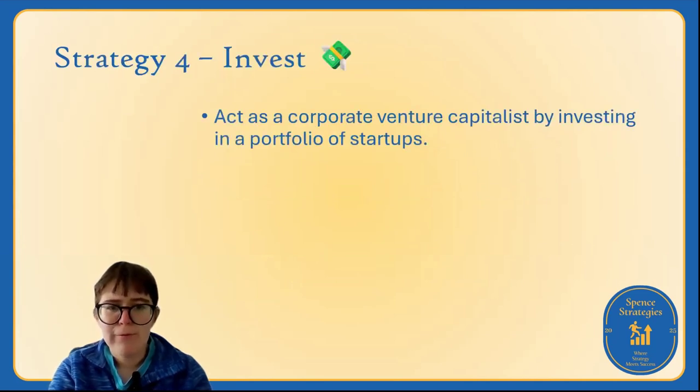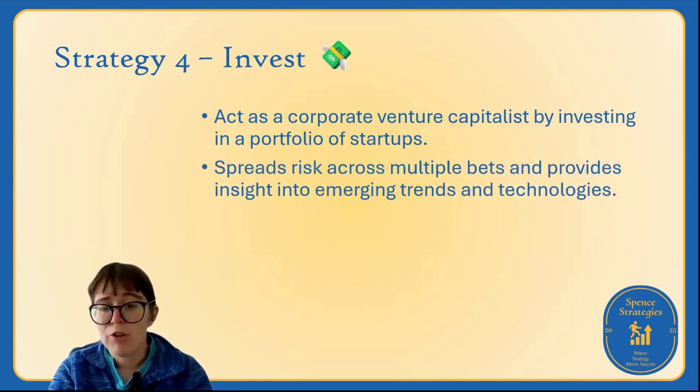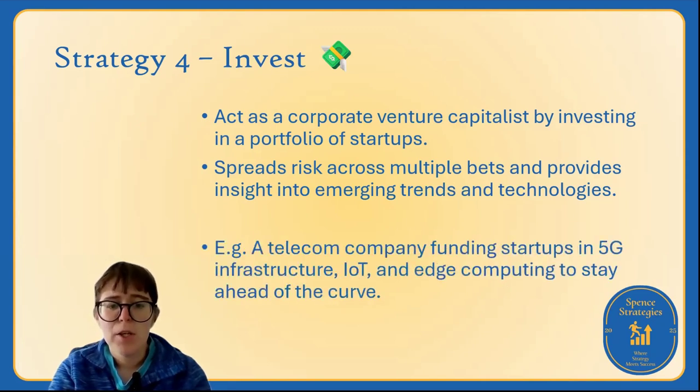Strategy 4 is all about investing. This is about acting as a corporate venture capitalist by investing in a portfolio of startups. So buy a few different startups, it may help your case. This would spread your risk across multiple bets and provide insight into emerging trends and technologies. Therefore, you are not putting all your eggs into one basket, as they say, but instead focusing on a variety of organizations. For example, a telecom company funding startups in 5G infrastructure, IoT, and edge computing to stay ahead of the curve.